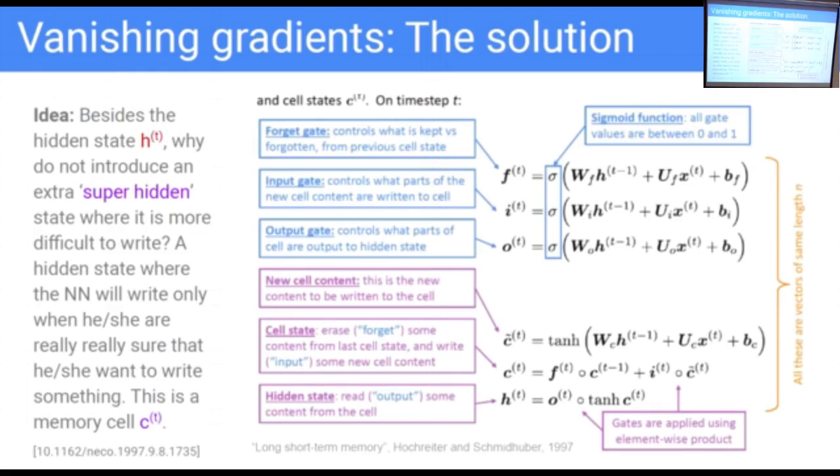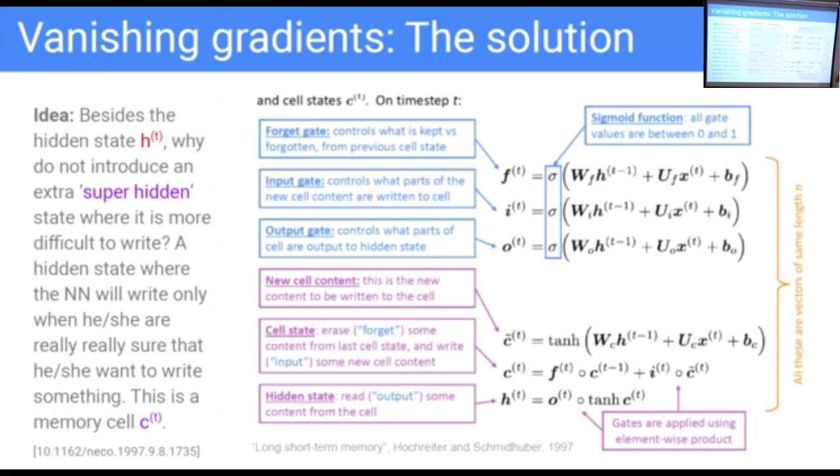So how do we fix this problem? I will need to speed up a bit. Well, the idea with which we can solve it is by creating what is really like a super hidden state, so to speak. It is a hidden state, which is called a memory cell, which is more difficult to write on. By default, the neural network cannot write on it so easily.